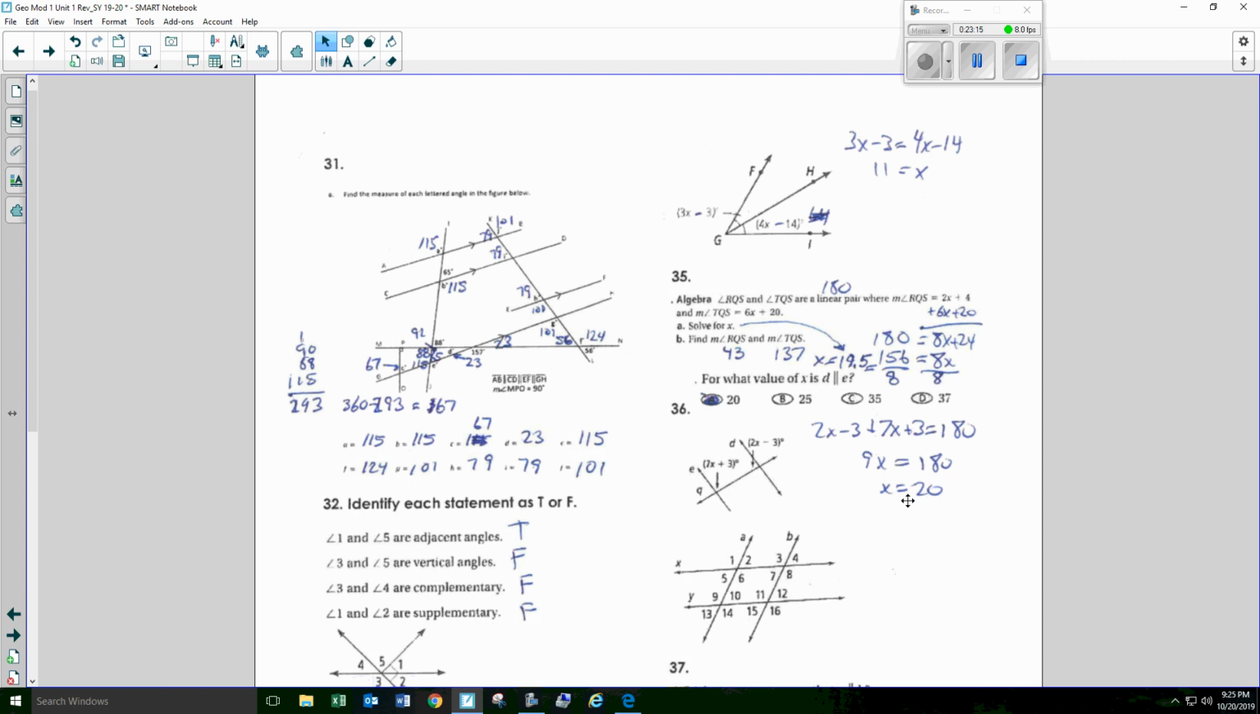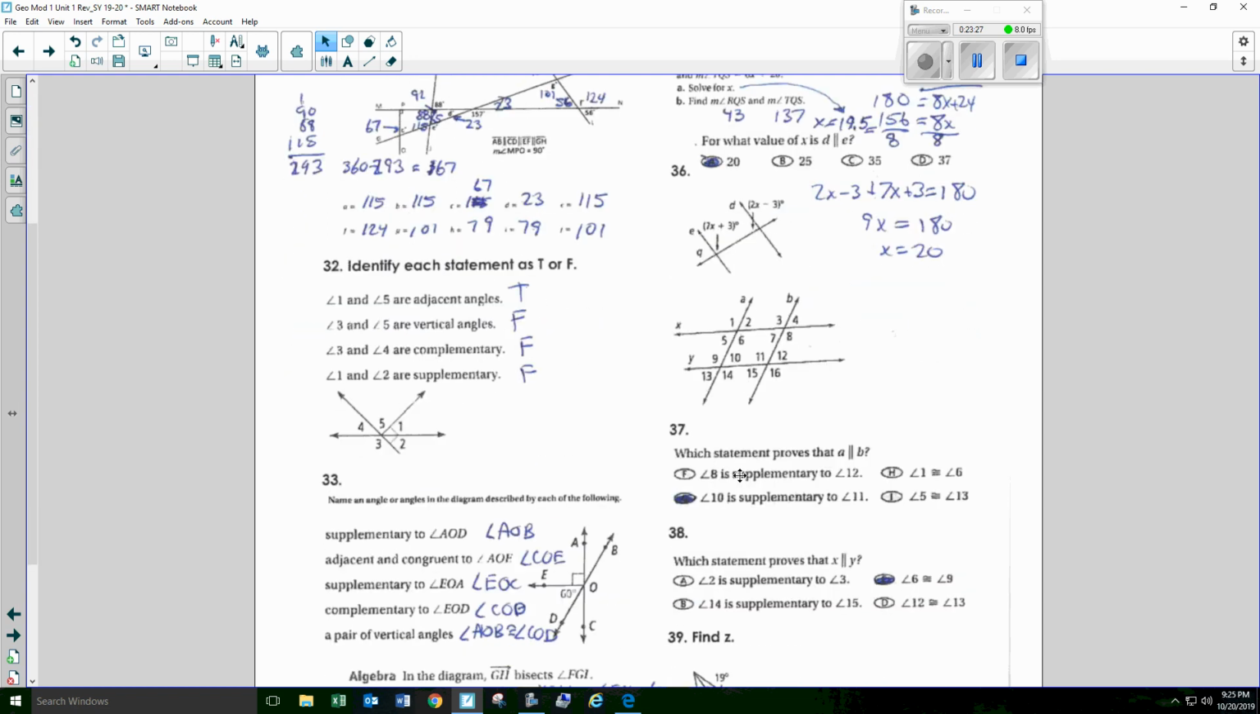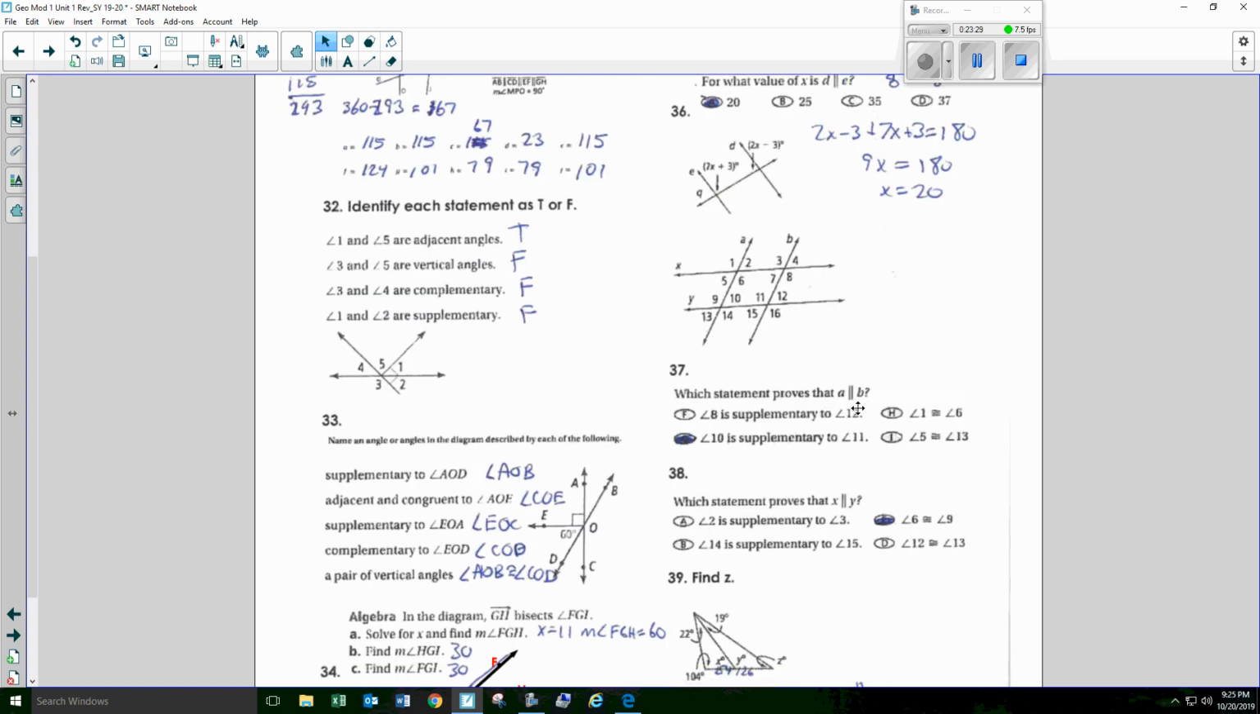Combine like terms, you get x equals 20. And then remember, if it asks what's the justification for that, since I'm trying to prove lines parallel, it's going to be converse of the same side interior angles theorem. All right, which statement proves A is parallel to B?